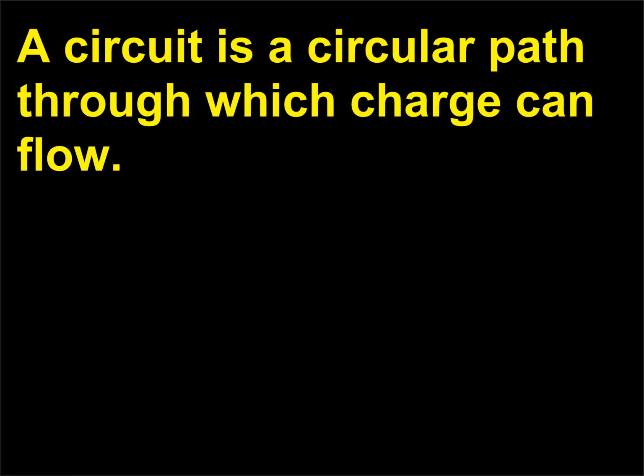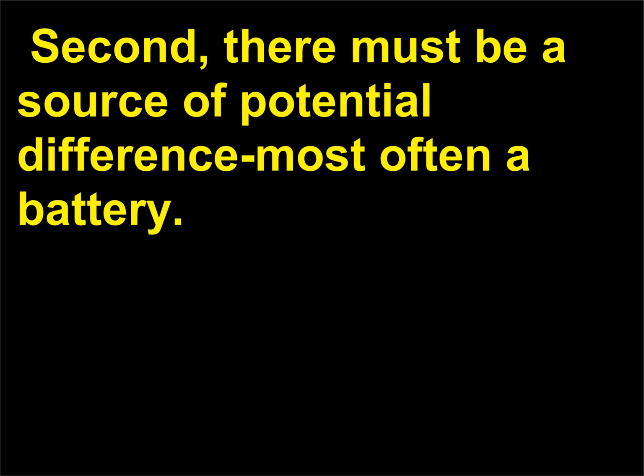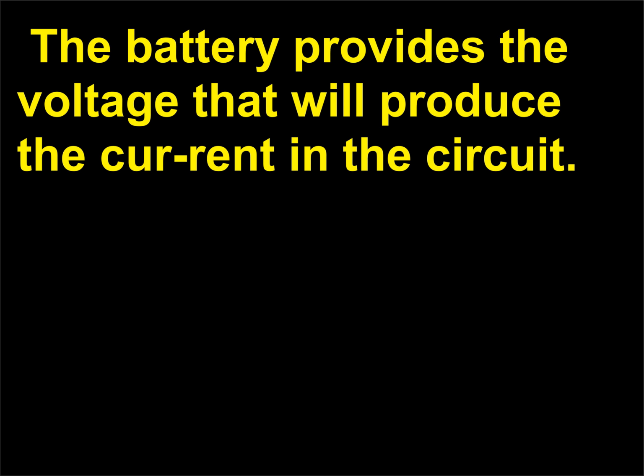What is needed to create a circuit? A circuit is a circular path through which charge can flow. So, the first requirement is a complete, unbroken conducting path. Second, there must be a source of potential difference, most often a battery. The battery provides the voltage that will produce the current in the circuit.